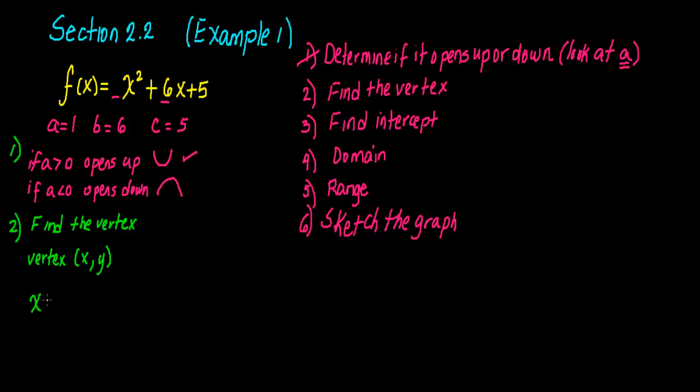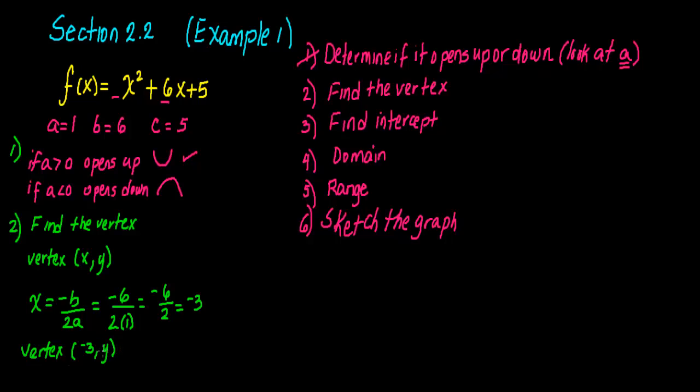To find the x-coordinate, I use this formula, the opposite of b over 2 times a. And then I plug in the values that I found here. The opposite of b is 6, so the opposite of b is negative 6 over 2 times a, and a is equal to 1. So 2 times 1, and that will equal negative 6 over 2, which is equal to negative 3.